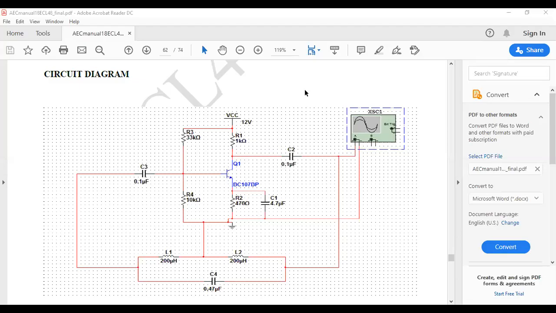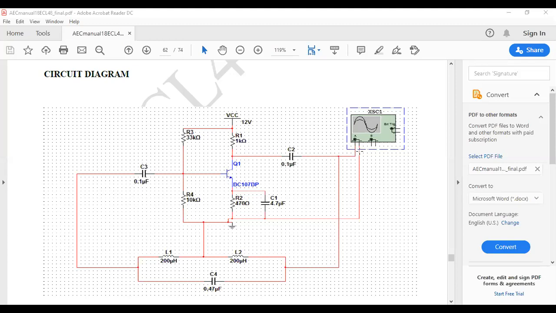Dear students, today we are going to discuss the Hartley oscillator, which will be conducted in the software called Multisim. The version which I am going to use to conduct the Hartley oscillator is Multisim 11.0. Okay, let's start with the explanation about the Hartley oscillator.